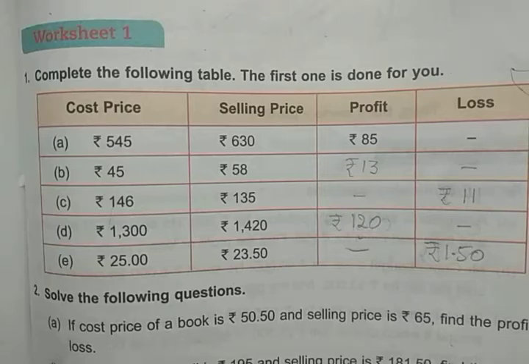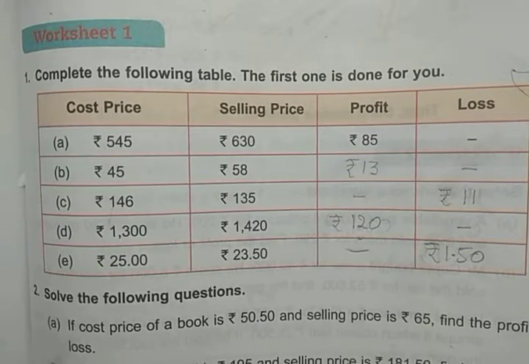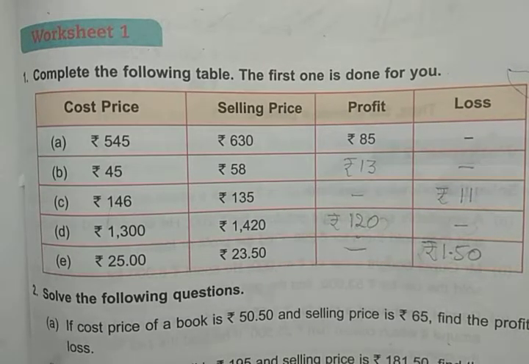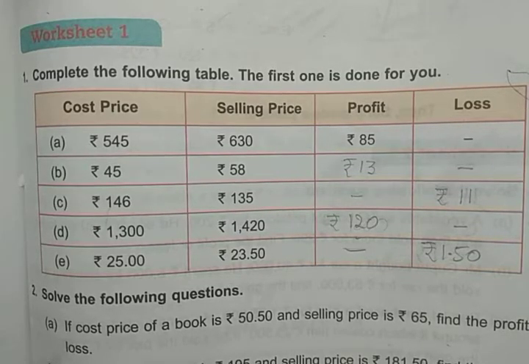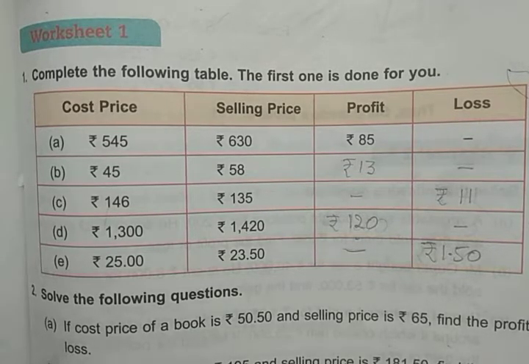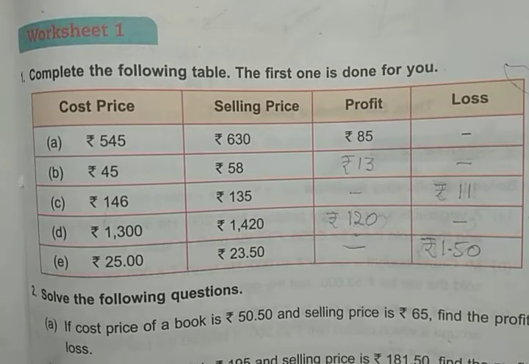Hello students, in the previous video we started unit 11, that is profit and loss, and we discussed that when the selling price is more than the cost price, then there is a profit or gain, and when the cost price is greater than the selling price, then there is a loss. And we started worksheet number 1 and completed question number 1.